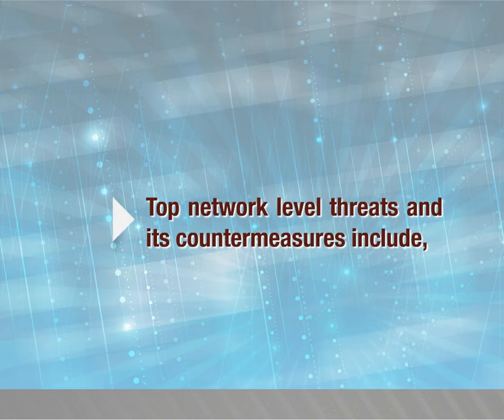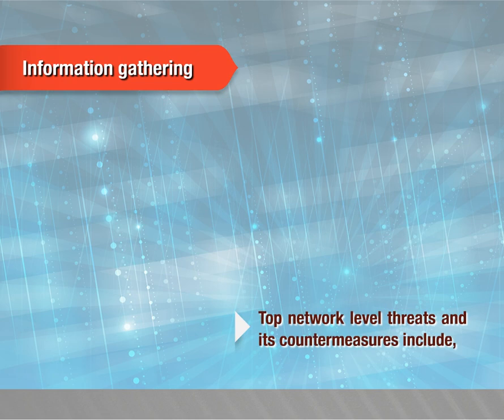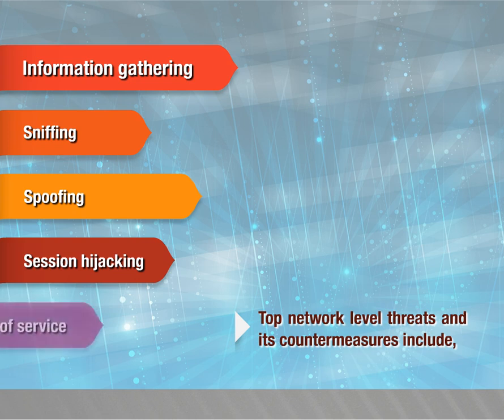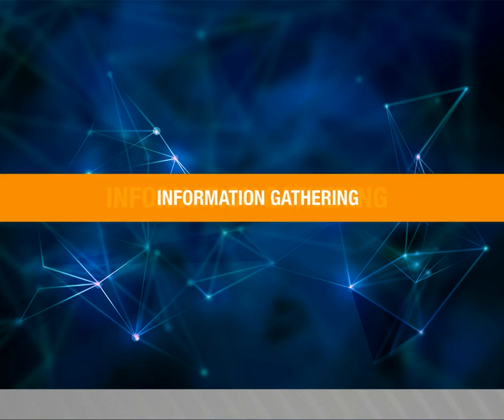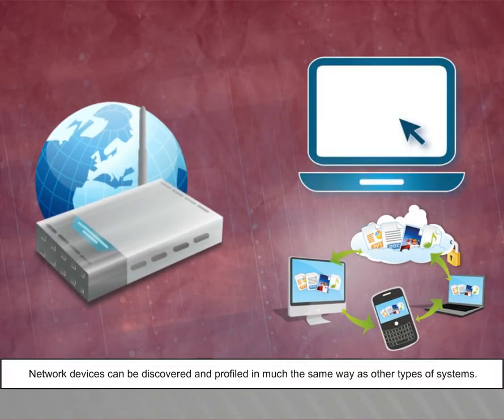Top network level threats and their countermeasures include information gathering, sniffing, spoofing, session hijacking, denial of service. Information gathering. In this video, we are going to see about information gathering. Network devices can be discovered and profiled in much the same way as other types of systems.